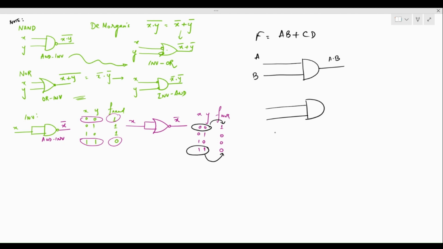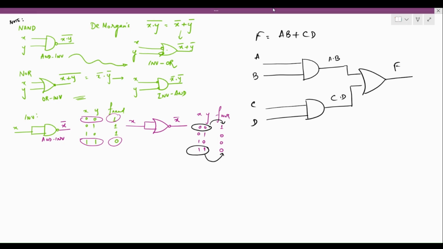We can combine this again with another AND gate in this manner. Now these two outputs can be combined using the OR gate. So F is the output of this implementation. Now, if I want to convert this into a NAND implementation, then how can I do this?